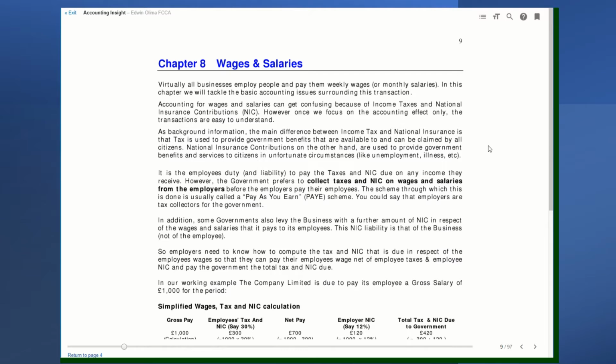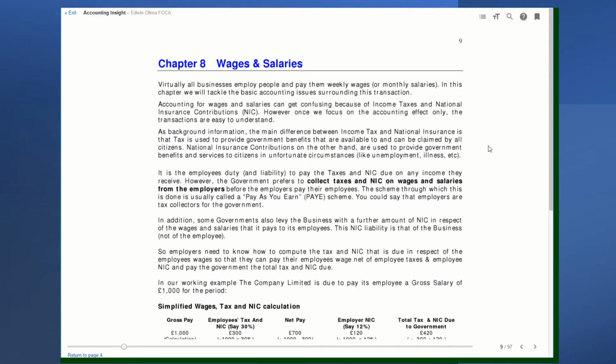So, it is the employee's duty and liability to pay the taxes and national insurance on any income they receive from an employer. However, the government prefers to collect the taxes and NIC on the wages from the employers before the employers pay their employees. And the scheme through which this is done is called a pay-as-you-earn scheme. You could say employers are tax collectors for the government.